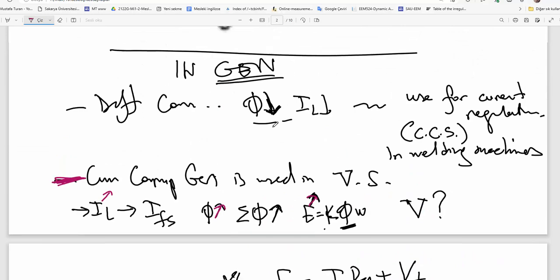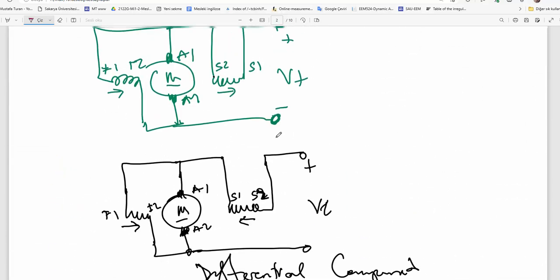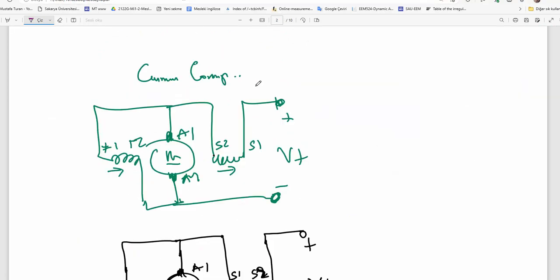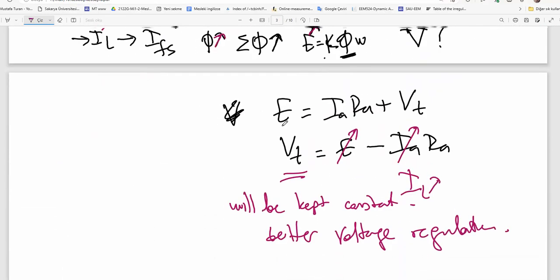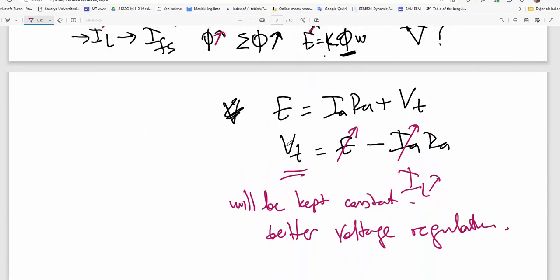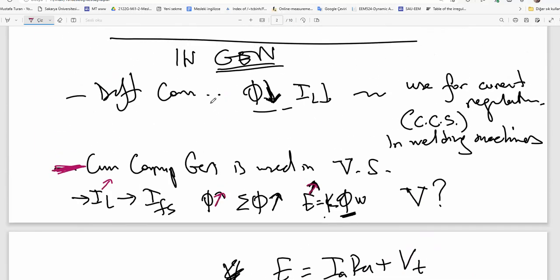In motor mode, we only use the differential motor, making better speed regulation. In generator mode, we prefer both ones. In voltage sources, we prefer cumulative compound. In welding machines or current regulation, we prefer differential compound.